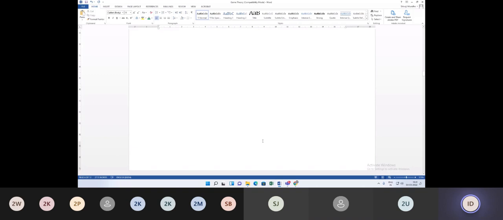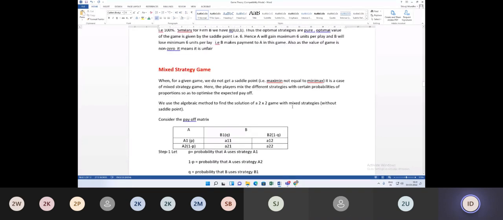Very simple. Mixed strategy game. It is opposite to the pure strategy. See, try to understand. When, for a given game, we do not get a saddle point. Once again, I'm reminding you, keep in mind: if there is a saddle point, it is a pure strategy game. If there is no saddle point, it is a mixed strategy game. MCQ type questions: what is maxmin, what is minmax, right? You should clearly understand this. That means maxmin not equal to minmax.